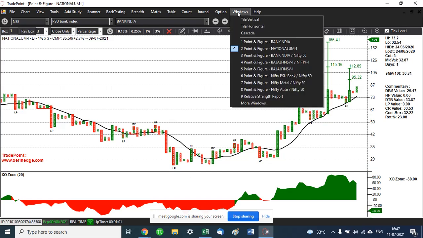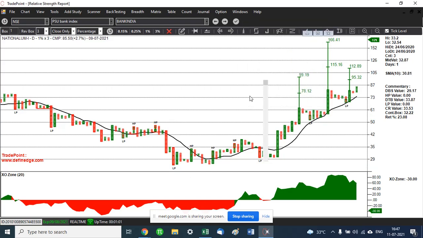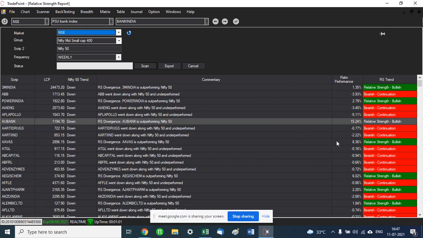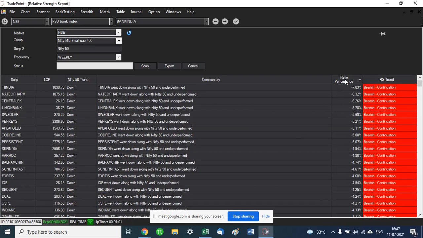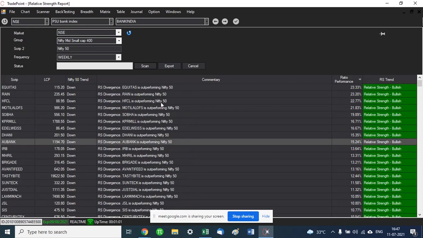Okay. Now coming back to the relative strength report, which I had talked about. This report has now been generated. We click on ratio performance. This gives us the top performing stocks. You can see Equitas, Rain Industries, HFCL, Motilal Oswal, Shobha Developers, KPR Mill, Edelweiss. These are all the stocks that are bullish as per the relative strength report.